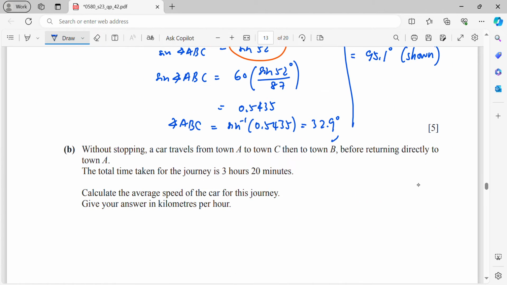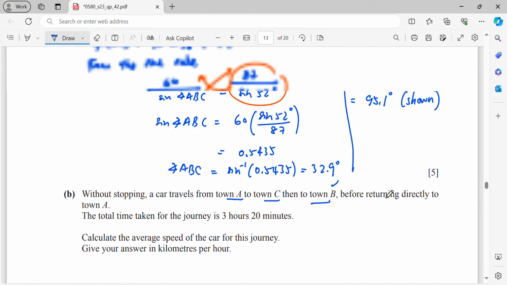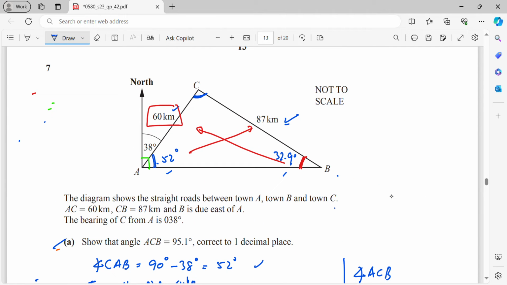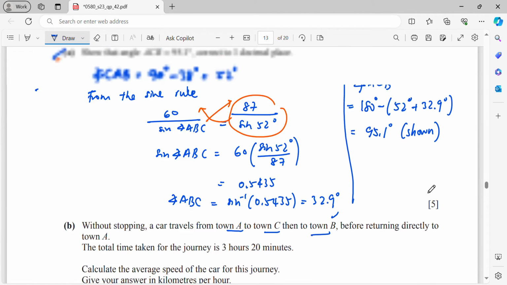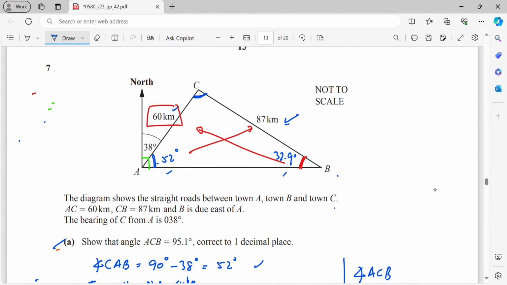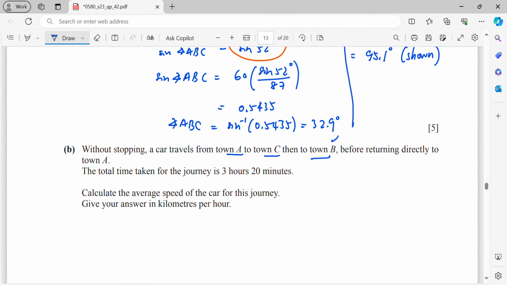Okay, part B. Without stopping, a car travels from A to C, then to B, before returning to A. Now, the total time taken for the journey is 3 hours and 20 minutes. Calculate the average speed of the car for this journey. Give your answer in kilometers per hour.